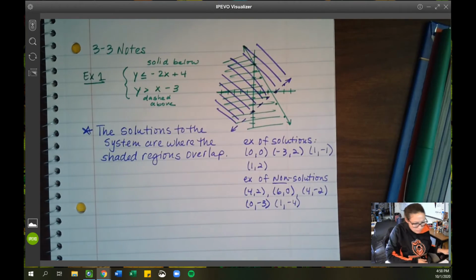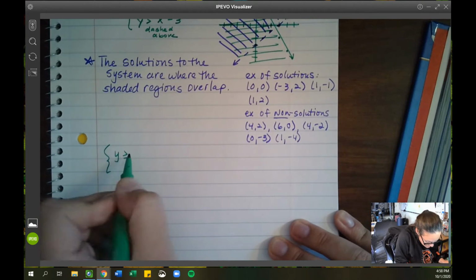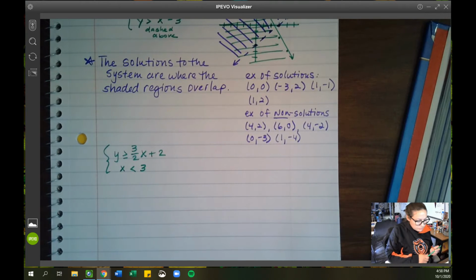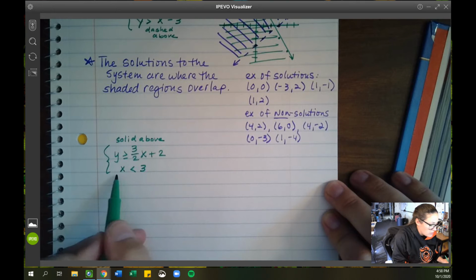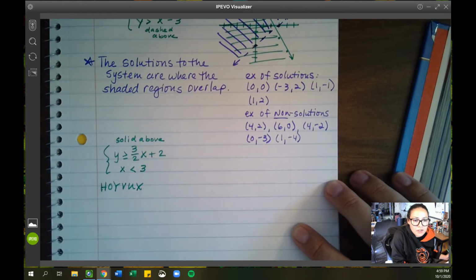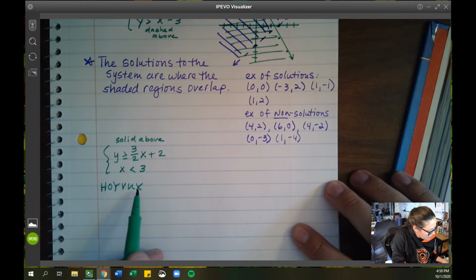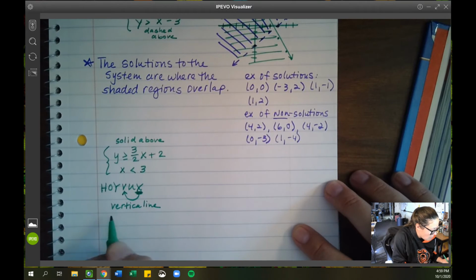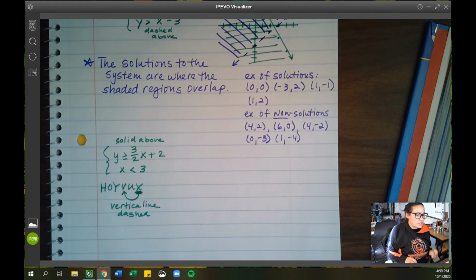All right, let's try another one. So I have y is greater than or equal to 3/2 x plus 2, and x is less than 3. All right, this one is already in slope-intercept form, so it's going to be solid and above. This one only has an x. This is where I'm going to remind you of Hoy-Vux. Hoy-Vux is a little way to remember what happens when we only have an x or only have a y. And if I only have an x, that means I'm going to have a vertical line. So this is going to be a vertical line. Because it's only less than, it's going to be dashed. And we'll talk about how we're going to shade this once we have the line drawn.